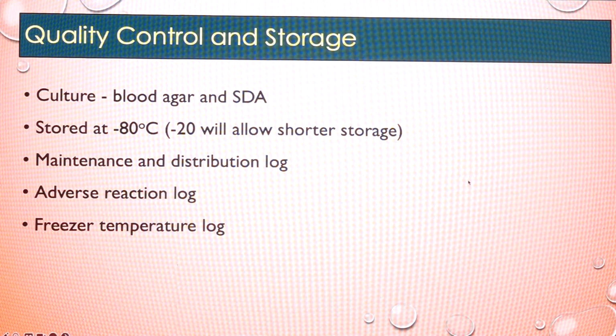Coming to quality control and storage: whenever you have made an amniotic membrane, the fluid is sent for culture in blood agar and SDA. Only after it has passed all the cultures as negative do we start the distribution process. Ideally it is stored at -80, and then you can store it for a period of 3 months very easily. -20 is also fine, but then the storage time becomes shorter.